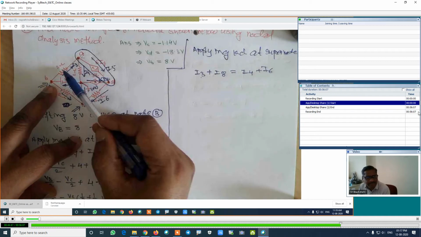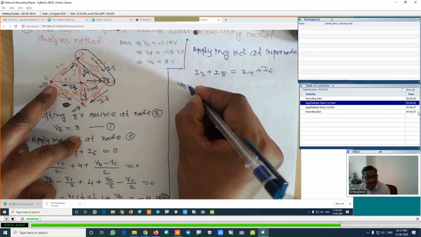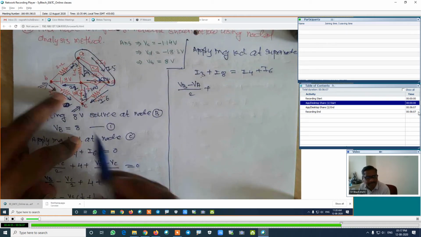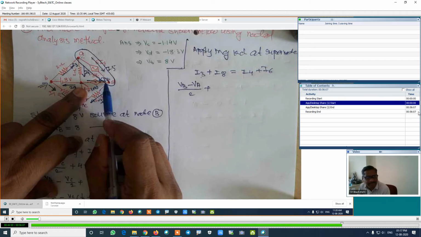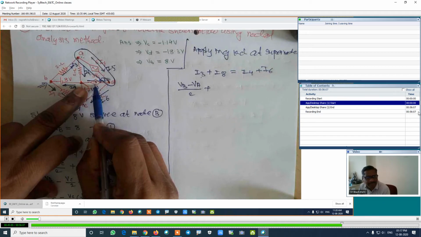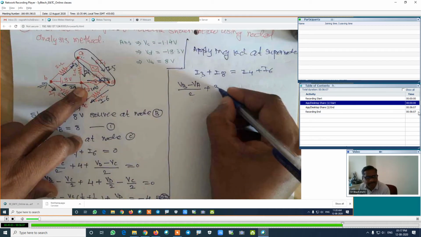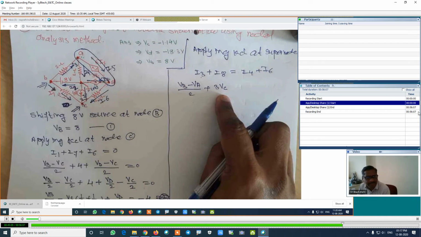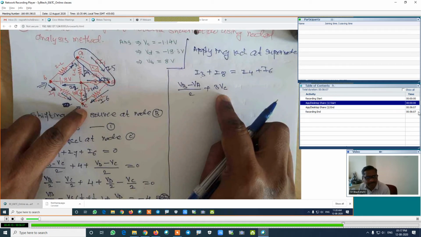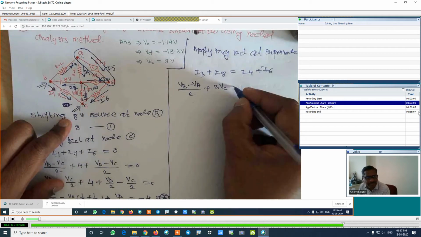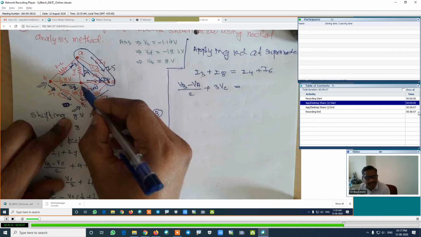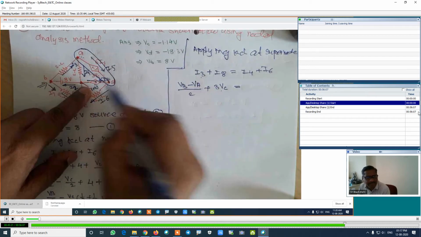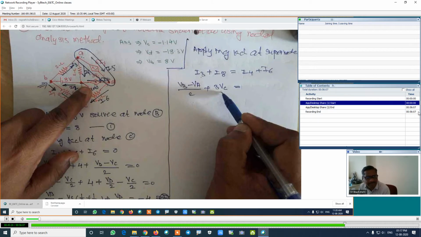VB minus VA divided by 2, plus I8. I8 is the current in this branch. Is it right? But this is the current source, and its value is 3 VC. Is it right? What is the VC? VC is the potential at node C. That I will discuss later on. The dependent source, what is its value? It is 3 VC. That I have written. This is current. That's why its value will be 3 VC directly, because it is a dependent current source.